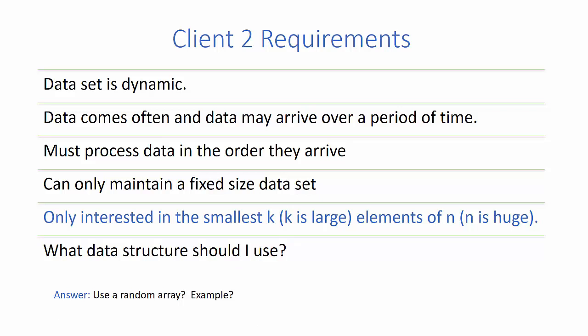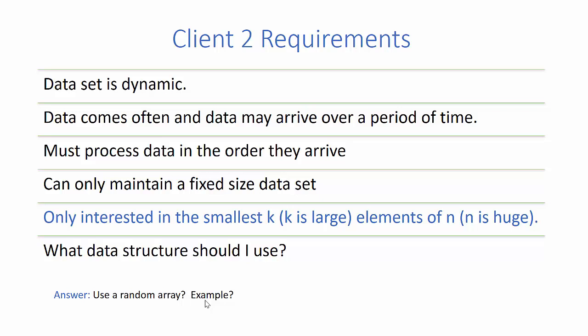So I can only have a fixed size data set. I can't maintain all the n. I just want to maintain the smallest k elements, but they come in at different times. So what data structure should I use? Suppose we use a random array. For instance, the first k elements go into this, and when the next, k plus 1th element comes, I have to decide whether to kick out one of the other k elements and push this one in, or just not accept it.